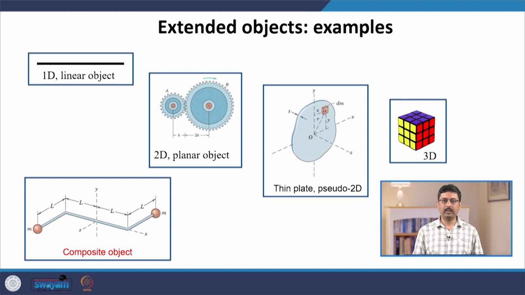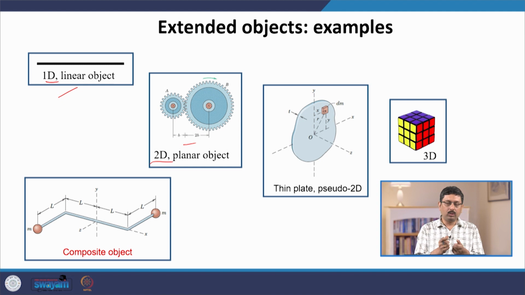First, let me give you some examples of extended objects. Here are different examples in different dimensions. This one is an object which is a line. This is a mass distribution distributed over a line, like a wire. So this is an example of a one dimensional mass distribution. Then this one is an example of a set of gears. If you assume that these gears are very thin, and you ignore the thickness of the gear, then this becomes a planar object. So this mass distribution is planar. This is an example of a two dimensional mass distribution.